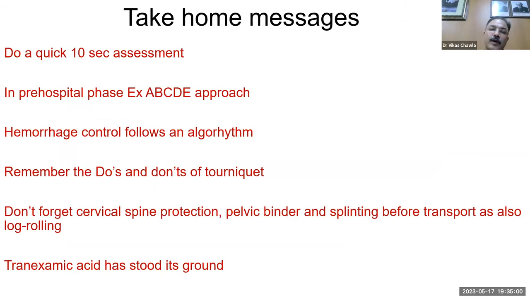Take-home messages from my talk would be, we need to do a quick 10-second assessment to find any life-threatening conditions in airway, breathing, and circulation. We manage as we progress. In the pre-hospital phase, for exsanguinating hemorrhage, A, B, C, D, E is the approach.